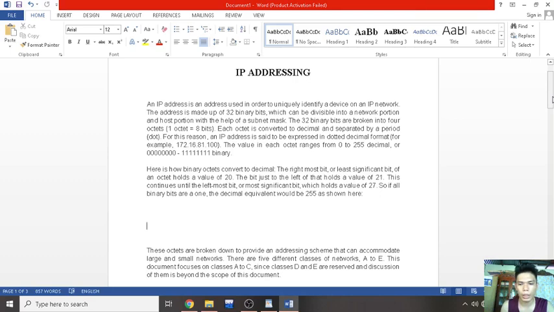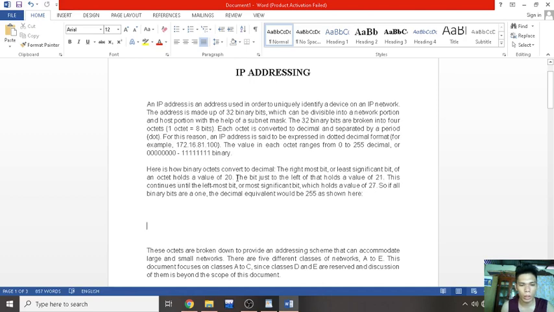The 32 binary bits are broken into 4 octets. One octet is equal to 8 bits. Each octet is converted to decimal and separated by a period, or dot. For this reason, an IP address is said to be expressed in dotted decimal format. For example, 172.16.81.100. The value of each octet ranges from 0 to 255 decimal, or 00000000 to 11111111 in binary.